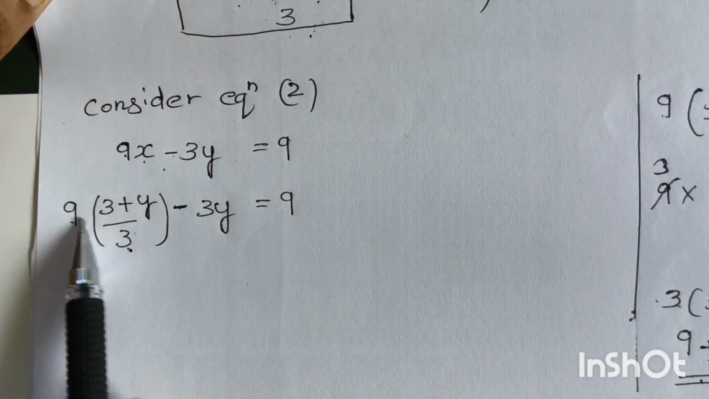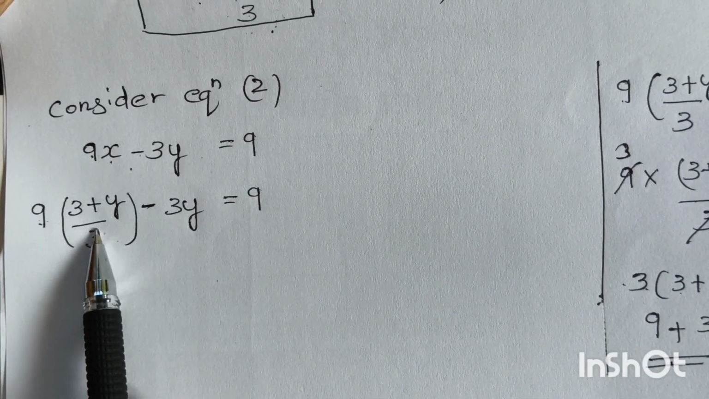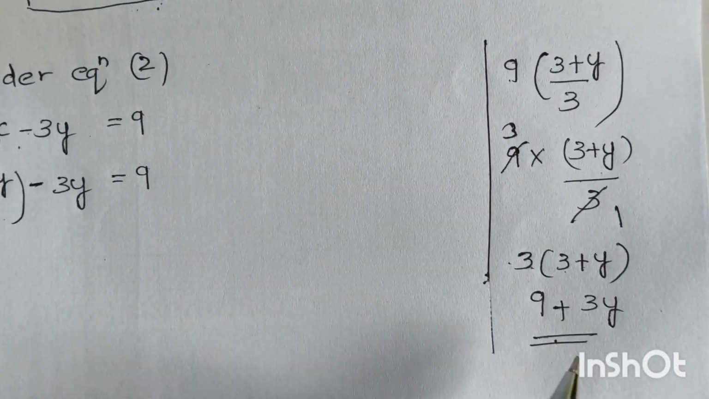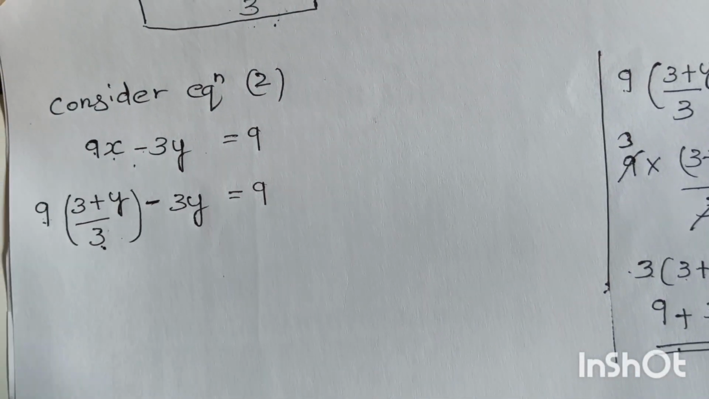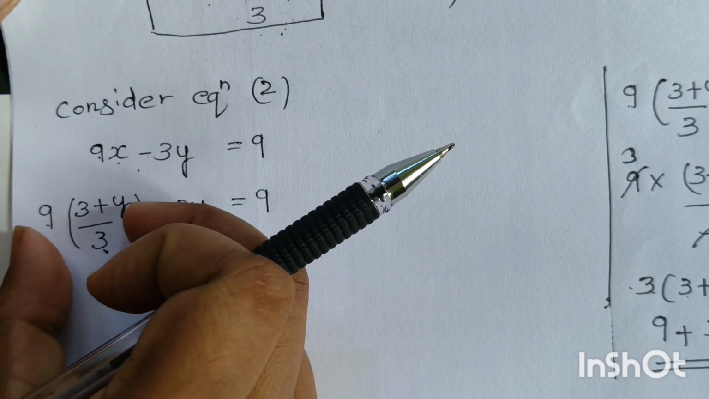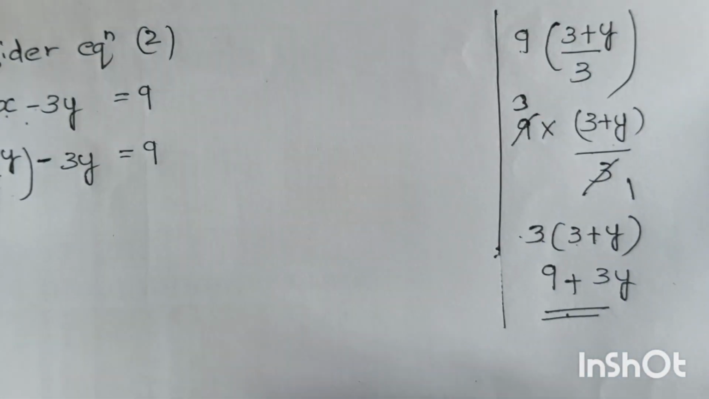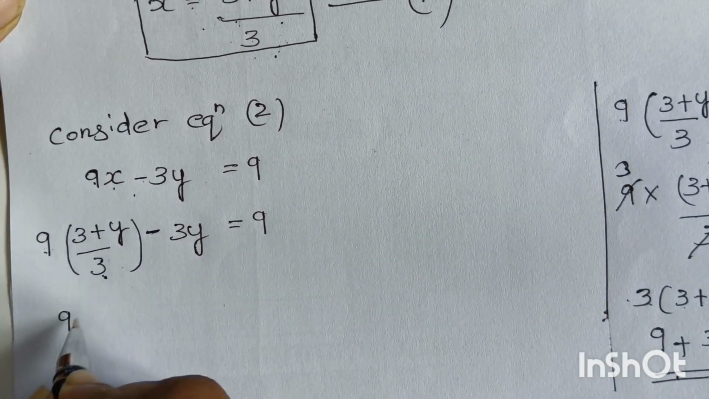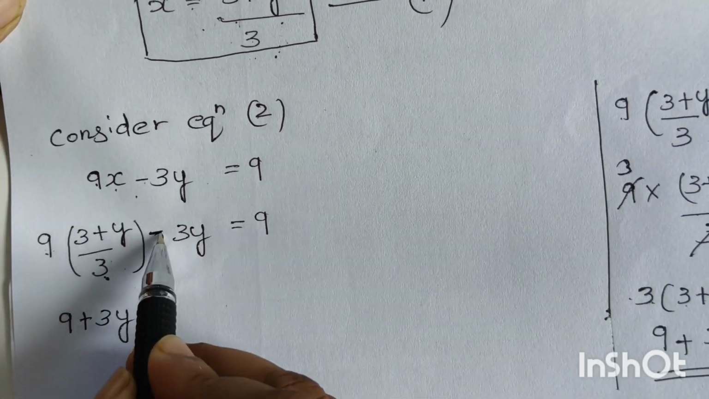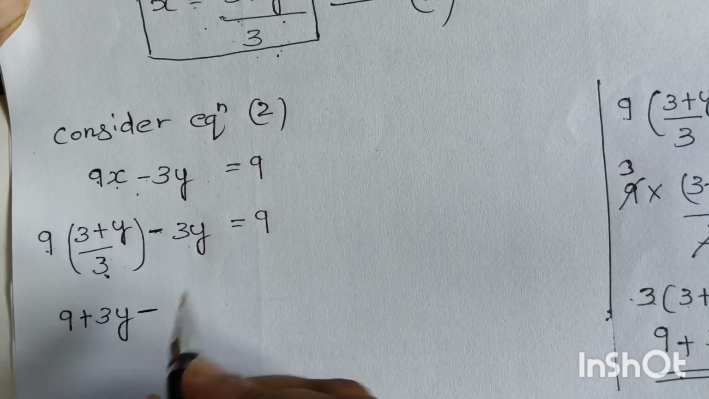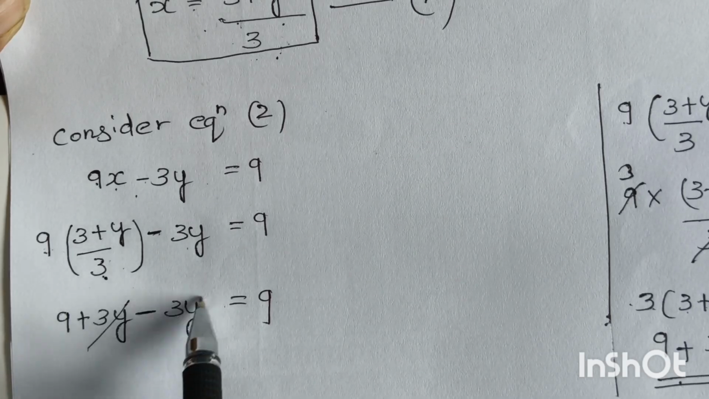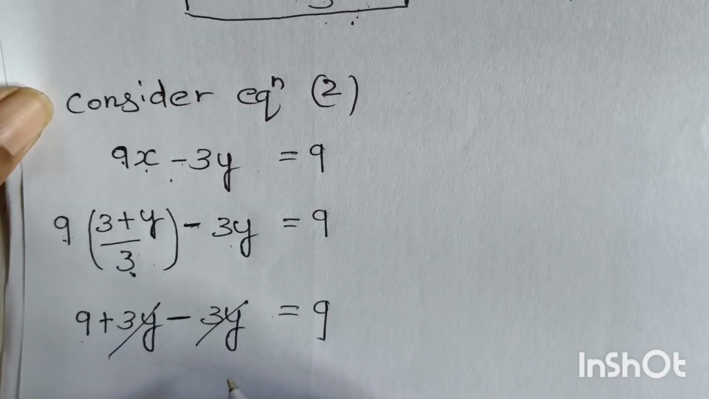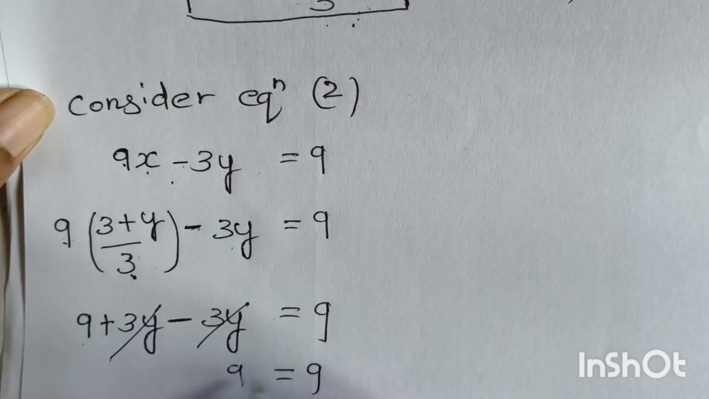So for this one, we have done the working here and we have got the answer 9 plus 3y. That's what I am writing here. The whole term, when we simplify, we will get 9 plus 3y. So I am writing here, 9 plus 3y. For this, let me write minus 3y is equal to 9. Plus 3y minus 3y will get cancelled. We will get 9 is equal to 9.